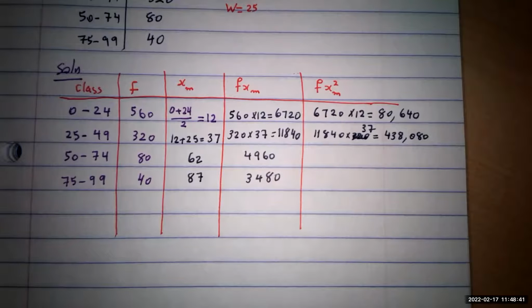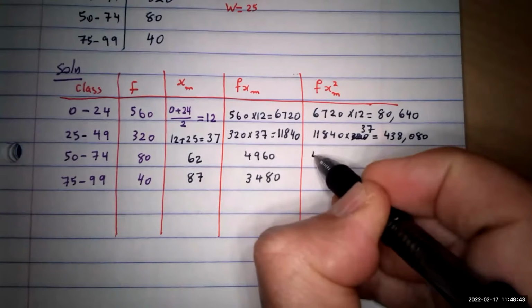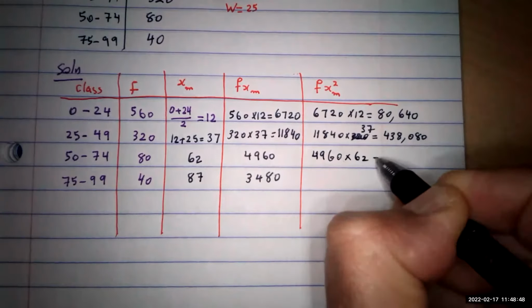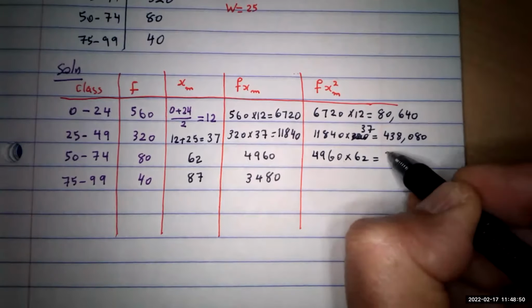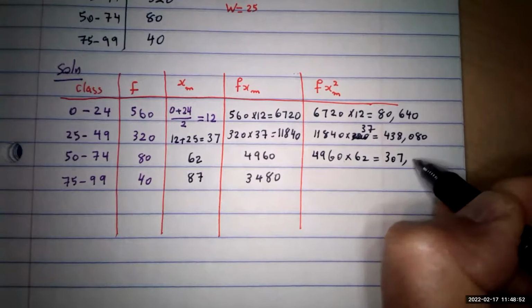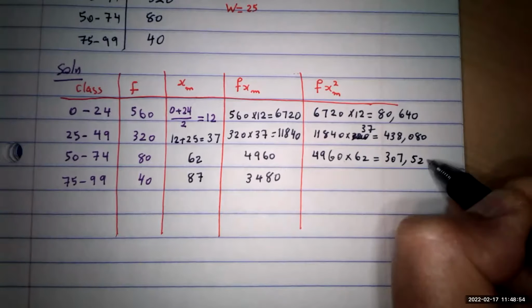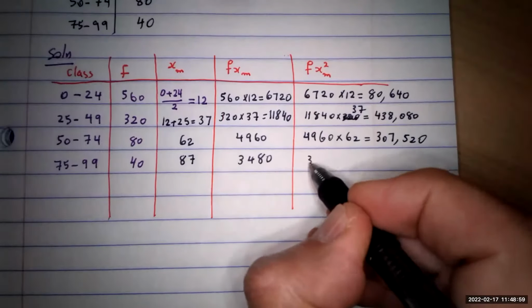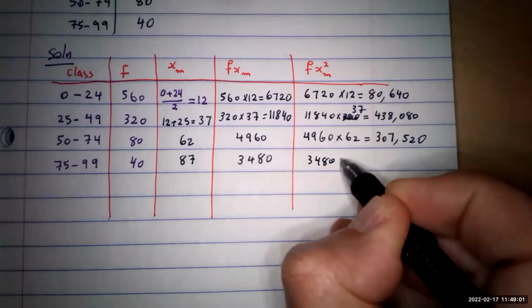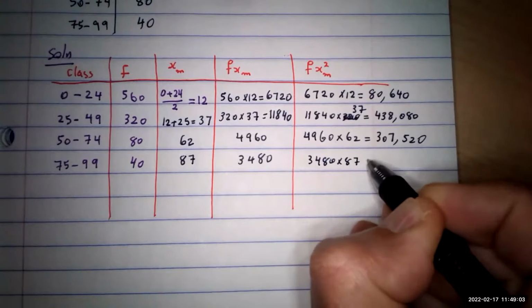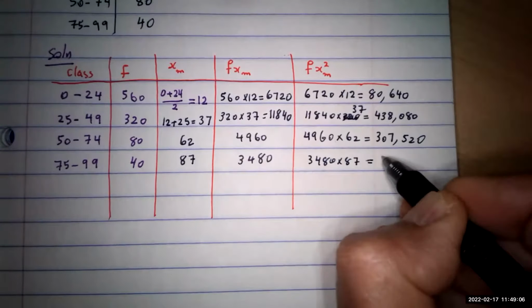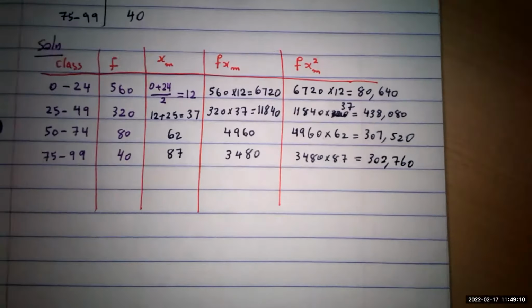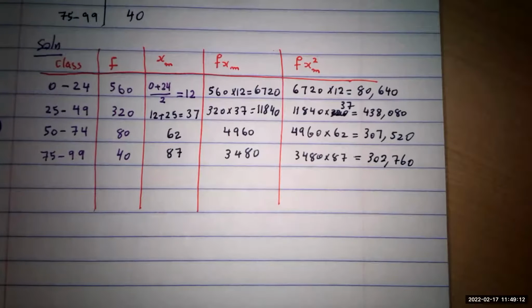Okay, so we continue. I just checked this one too. 4,960. So that will be another 62. Okay, so that gave you 307,520. And the last one, if you multiply it, again, I write it down. You don't have to write these, you can even do all of them together with your calculator. But this is going to be the final answer. Okay, so we have everything we need.